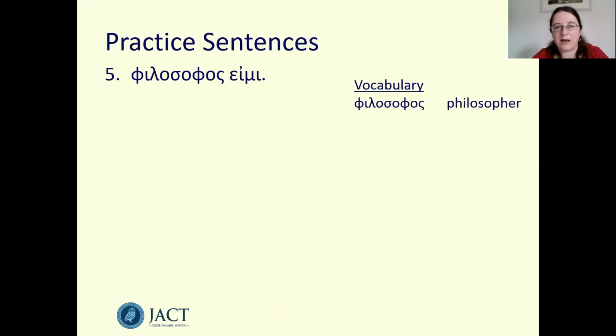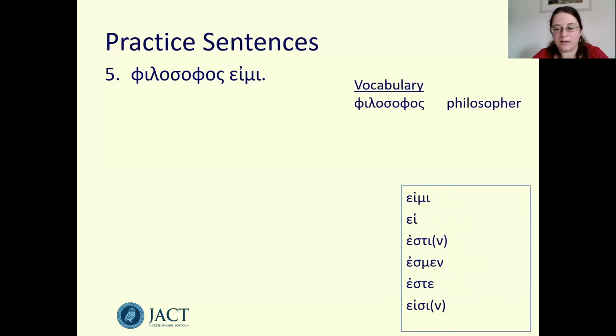And finally, we have philosophos eimi. Philosophos is the word for philosopher. There is no definite article in this sentence, so we know it has to be a philosopher. Eimi, we need to work out which form of that verb it comes from. It's the first person singular. Therefore, the sentence reads, I am a philosopher.